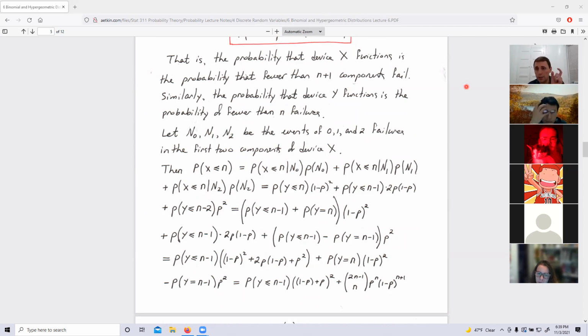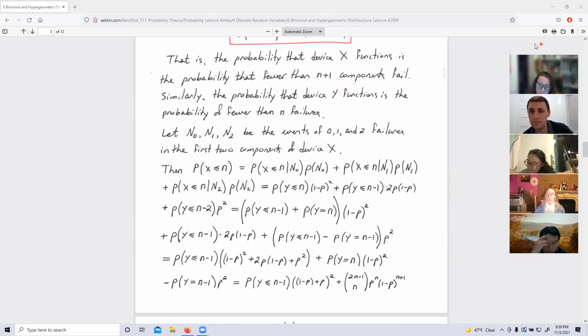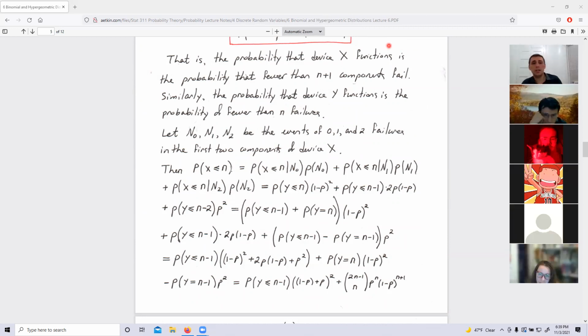You know, imagine the propellers are labeled 1, 2, 3, and onwards, right? So what do we get here? So the probability of no failures is what? This is the probability of no failures in the first two components, (1-p) squared, right? And the probability that X is less than or equal to n, given that there were no failures, is just the probability that Y is less than or equal to n, right?